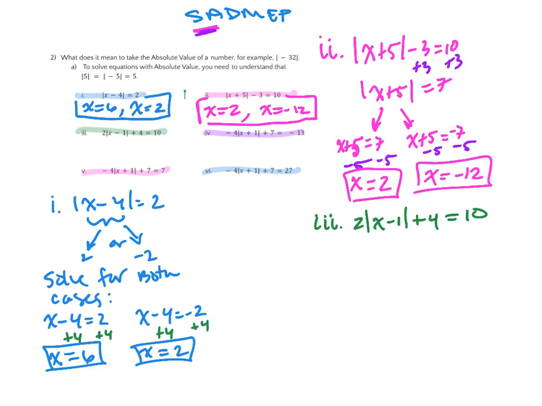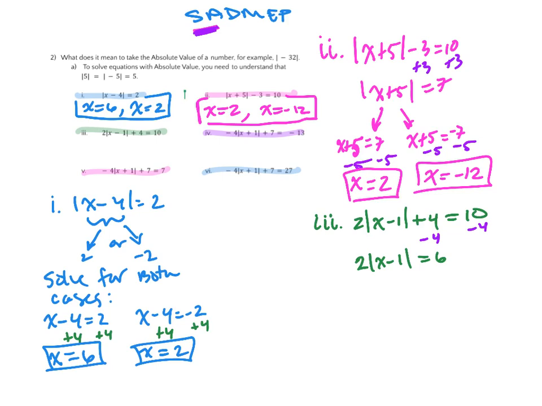Okay, so same thing. I'm going to do SADMAP. So, oops, oh, that was purple. Never mind. So plus or minus, yeah, I'm going to take care of that 4 first. 2 times the absolute value of x minus 1 equals 6.